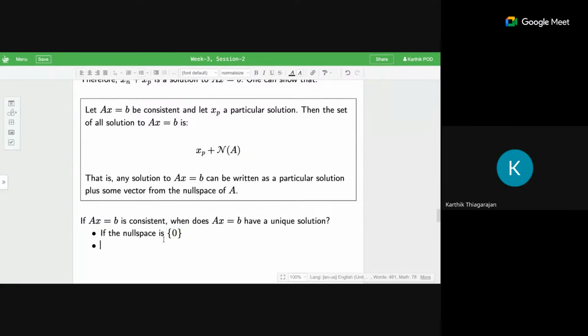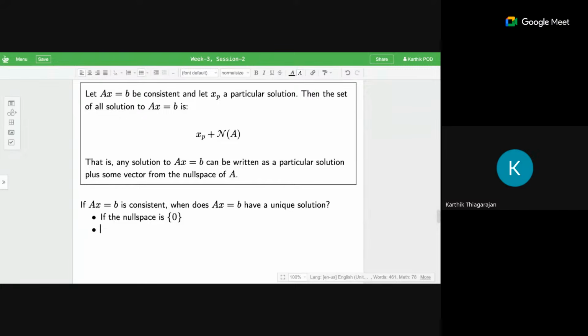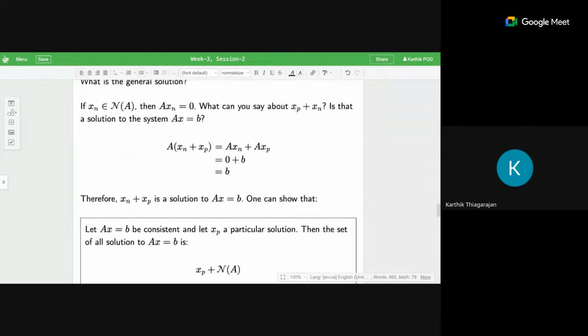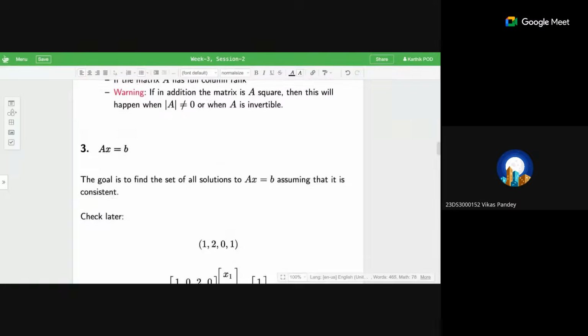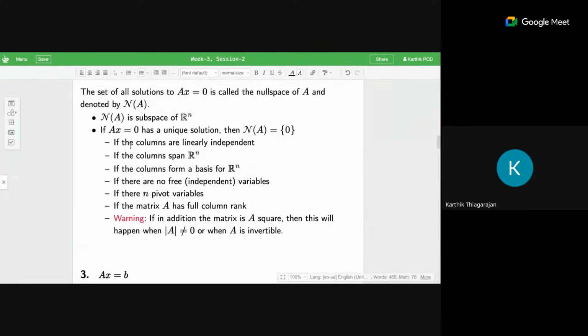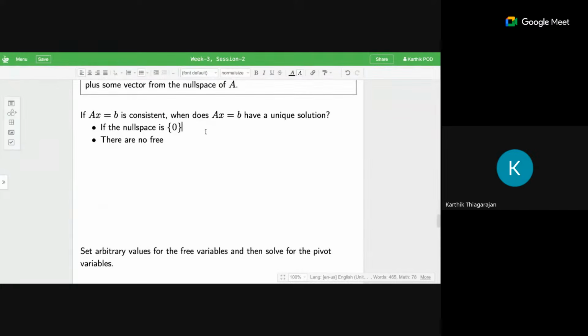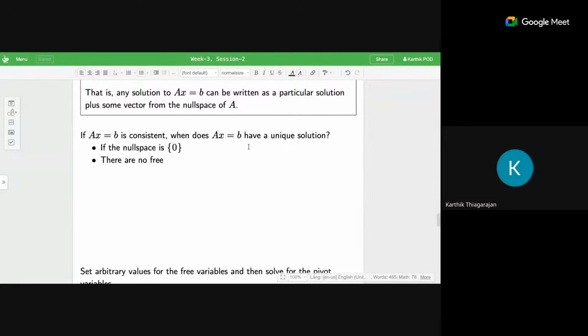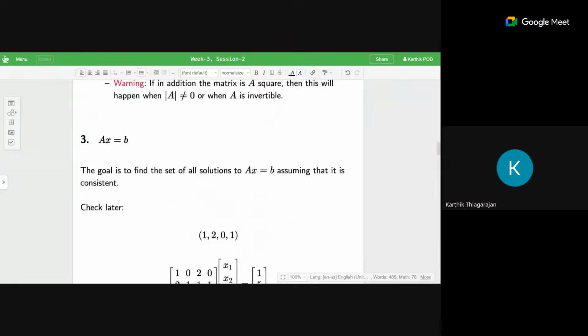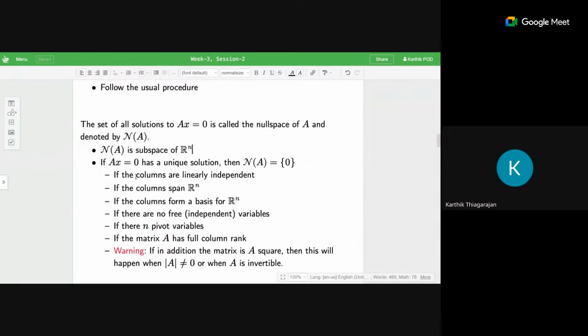What else? How else can you express the same thing? Free variables do not exist. So there are no free variables. So basically, you're right. The particular solution is the general solution. Whatever we did here, the entire thing will carry over. Okay. So for it to have a unique solution, the null space has to be 0. For Ax equal to 0, we did the same thing, right? If you remember. Columns are linearly independent. Here also columns are linearly independent. Yeah, it will be the same thing.